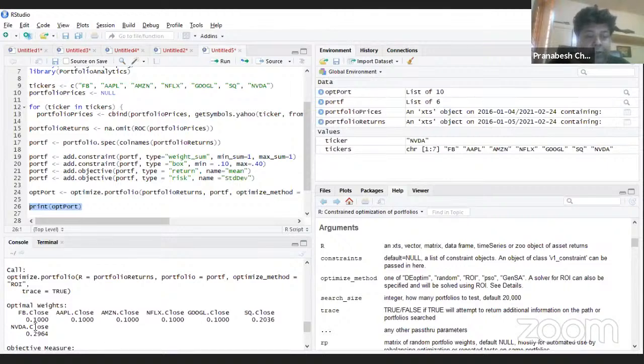If you see, all these weights will sum up to 1 because of the constraint that we had specified. If you use this plus this, it will be 1 because of this constraint. And because of this constraint, we have nothing which is less than 0.1 and nothing which is more than 0.4.